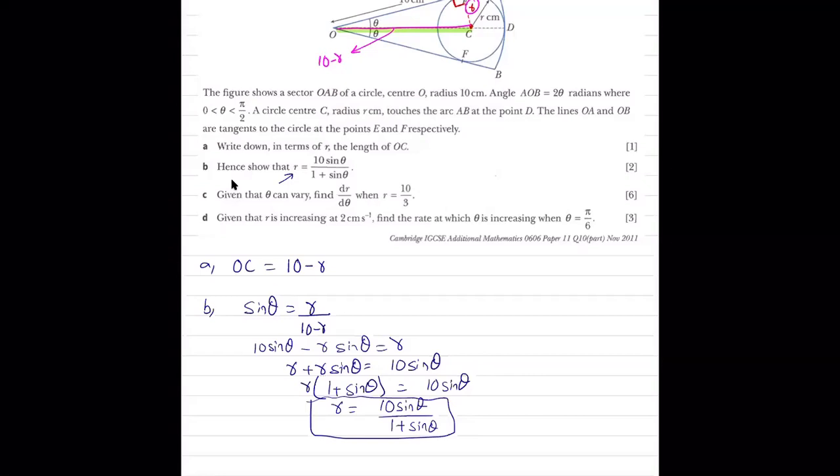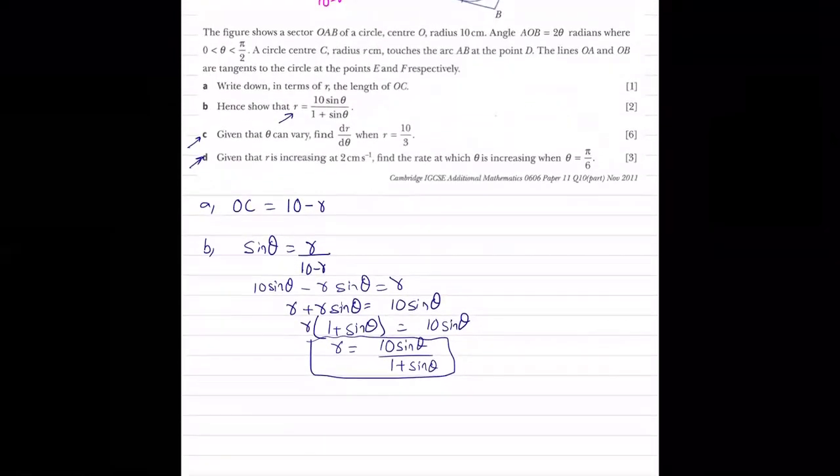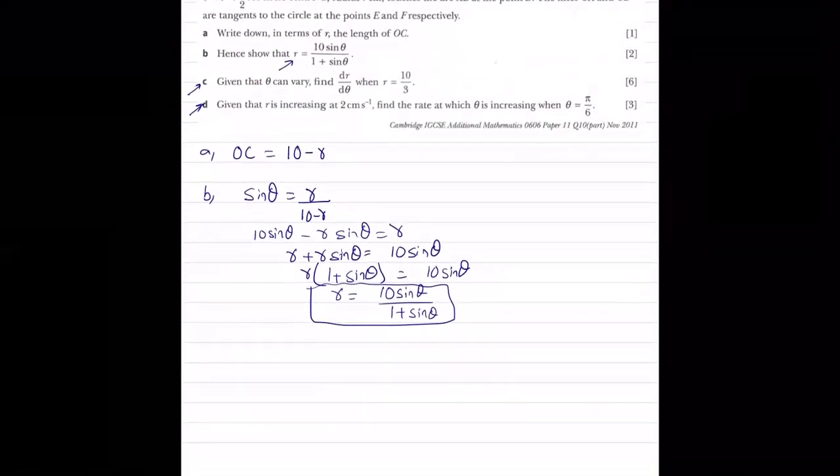I'll just take the example. You can try with these parts. Given that theta can vary, find dr over d theta when r is 10 over 3. Now, you need to find the derivative of r with respect to theta, and then you have to plug in r is 10 over 3. But to find dr over d theta, we need to realize that we have to apply the quotient rule.